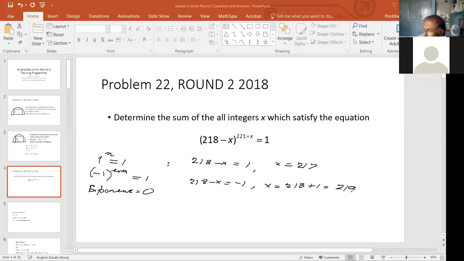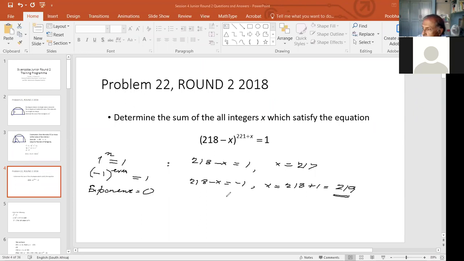So you got 219. All right, so you could have x equals 219, and you have to just check here. When x is 219, you'll see you got 221 plus 219, and that is 440, and that's an even number. So that's fine. So when x is 219, this is even, and this is -1. So x equals 219 is one of the x's.